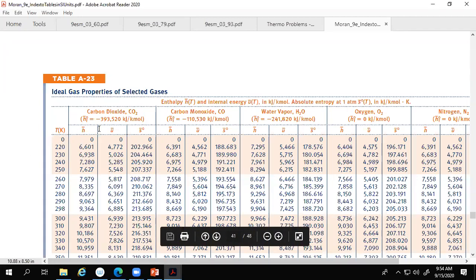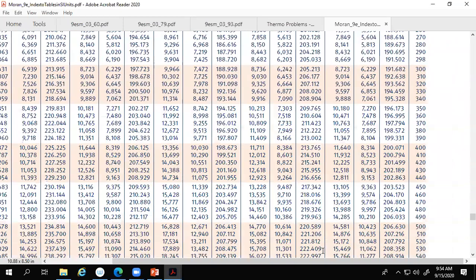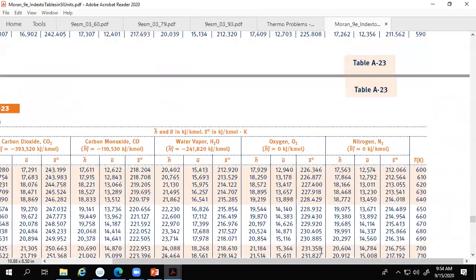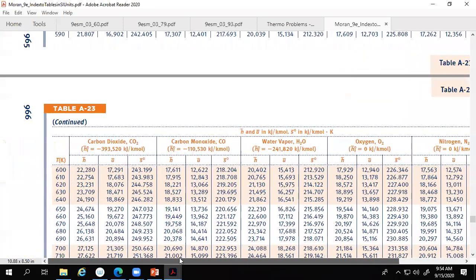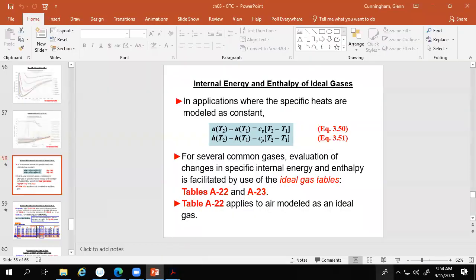But anyway, we get numbers for carbon dioxide, carbon monoxide, water vapor, oxygen, and nitrogen. So far as I know, that's about the extent of your gas tables. There may be something else in there; from one edition to the book, sometimes they cram something else in. But at any rate, these are there for you.